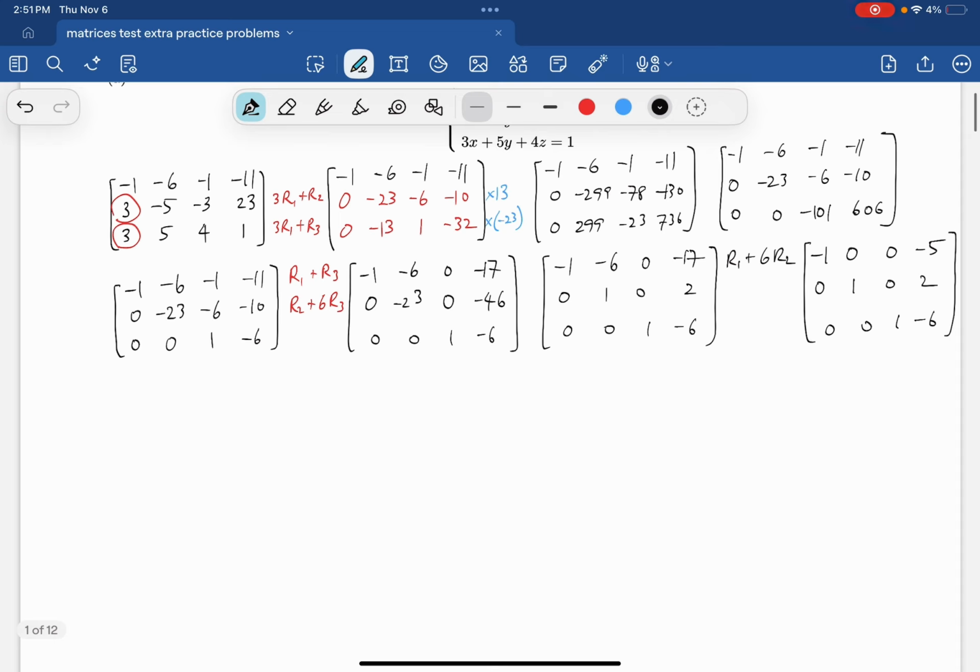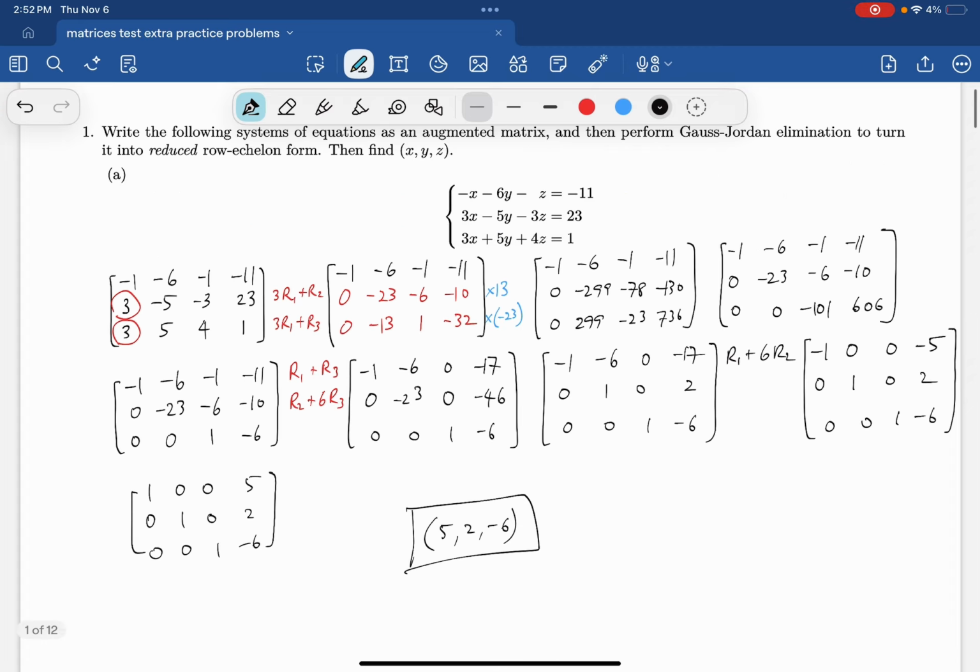Okay, and my very final step is to get all of these diagonal elements to be 1s. And so I just need to change the sign of the top row, and I'm done. 1, 0, 0, 5, 0, 1, 0, 2, and 0, 0, 1, negative 6. So my answer is 5, 2, negative 6.